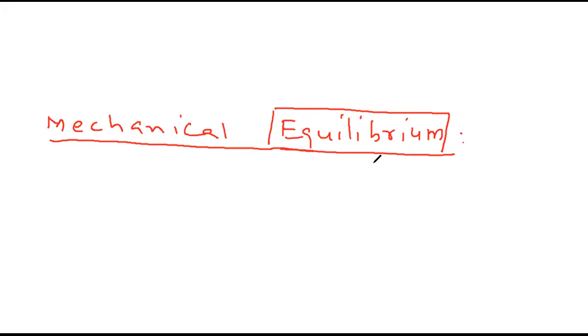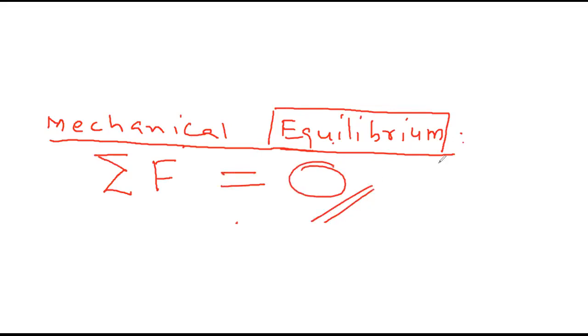Mechanical equilibrium means net force, that means summation of force acting on a rigid body should be zero. Yes, sir. Then it is said to be in mechanical equilibrium. Clear meaning? You can say it is in equilibrium when the net force acting on the body becomes zero. Right.